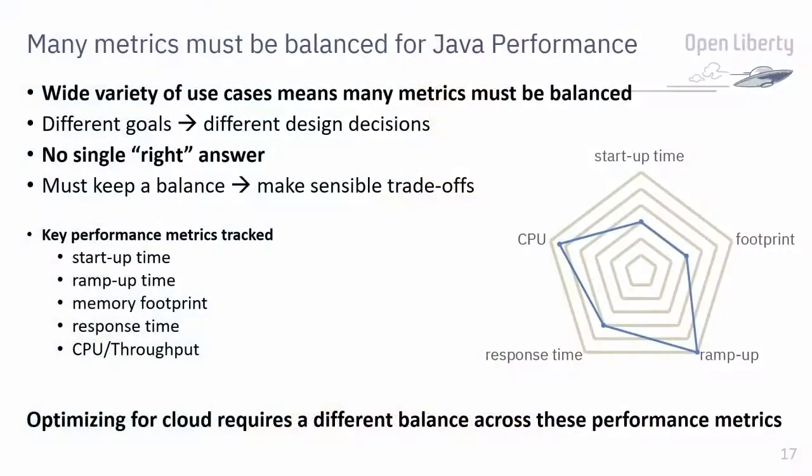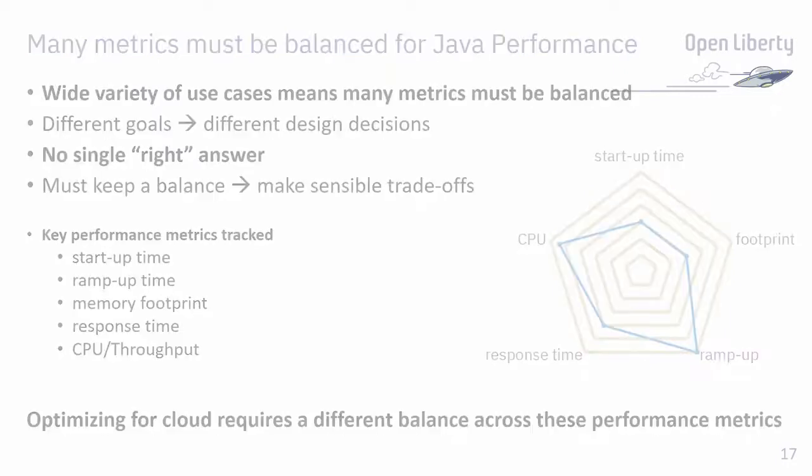So of course, things like startup time, footprint, ramp-up time, response time, and CPU usage are all important. But when you change one of those characteristics, it can have a detrimental effect on the others. So getting the right balance is very important, and that's what a lot of people are striving to do, especially in this new cloud native world.